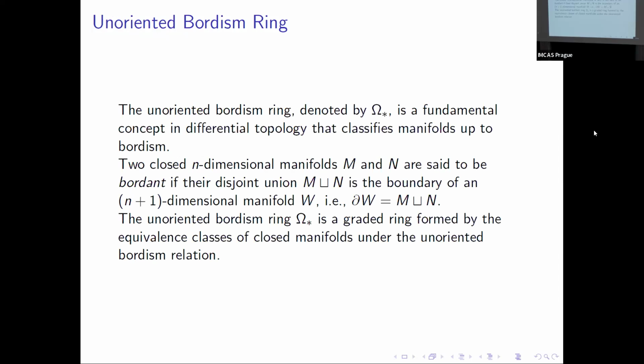So let us start not from symplectic, but from a very nice theory by the French mathematician Thom: unoriented cobordism theory, denoted by omega star. It studies real manifolds, with no orientation. Two closed n-dimensional manifolds are said to be equivalent, or bordant, if their disjoint union is the boundary of some n plus one dimensional manifold W. So the boundary of W is the disjoint union of M and N. Actually, this definition gives a graded ring, as follows.